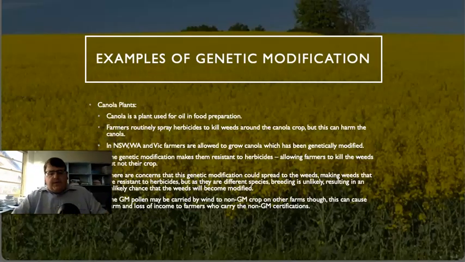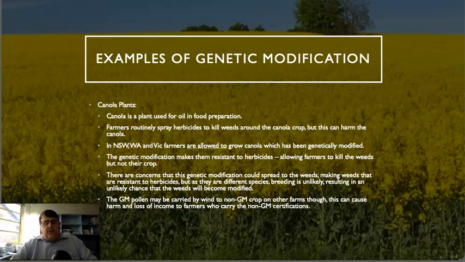But let's talk about some examples of genetic modification. We're going to look at 2 examples of how humans have genetically modified plants. The first one is canola plants. Canola is grown to be used for oil and food preparation. Canola oil, you might have used it at home. It's grown in Australia quite a bit, and farmers will spray herbicides throughout the crops to kill the weeds that grow around the canola crops. A lot of weeds grow around canola crops.